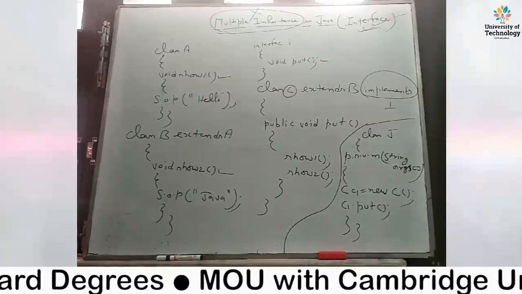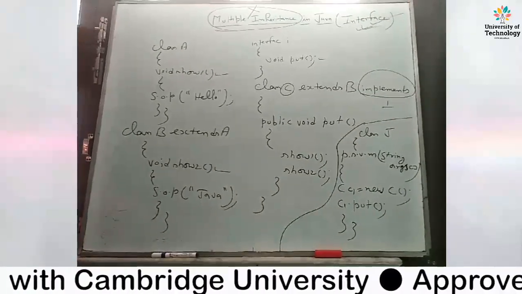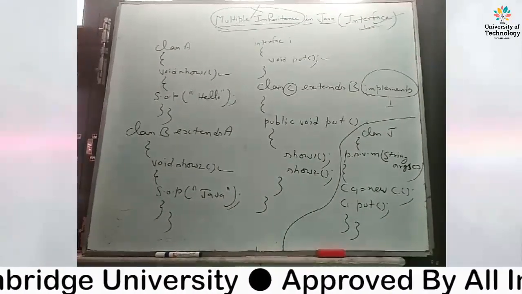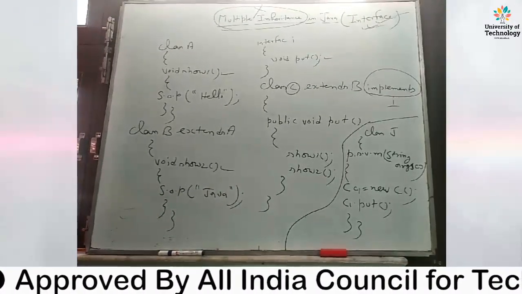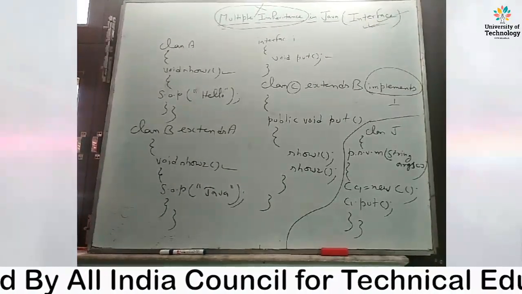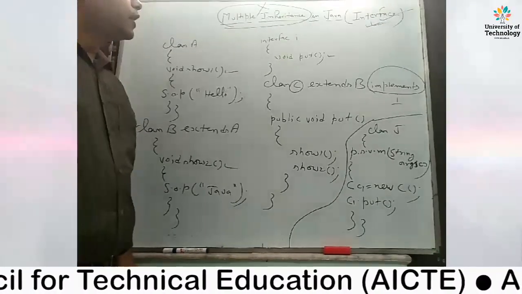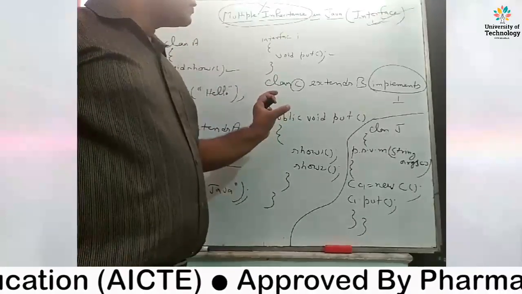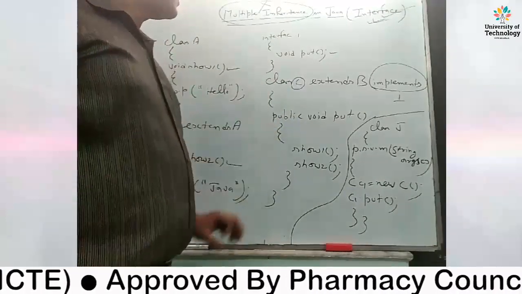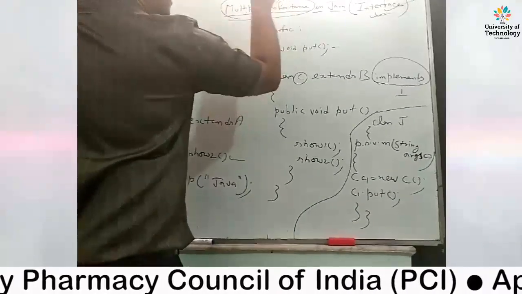This is all about interface. I hope you have got the knowledge. So you can create single level inheritance, multi-level inheritance, hierarchical inheritance, and you can create interface. Once again, the interface will be implemented. Interface is basically a kind of class. Java does not support multiple inheritance.